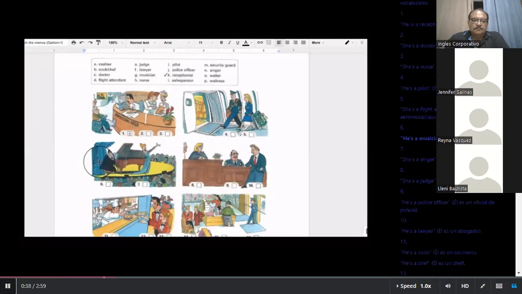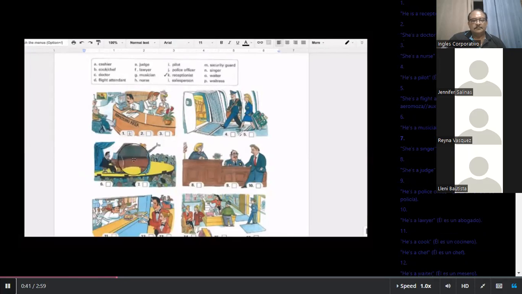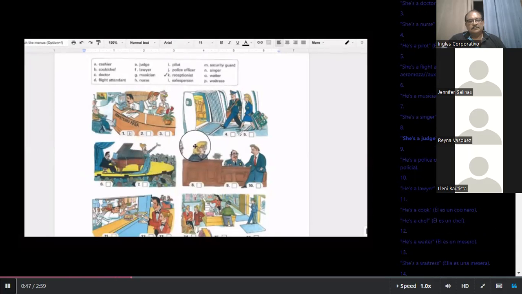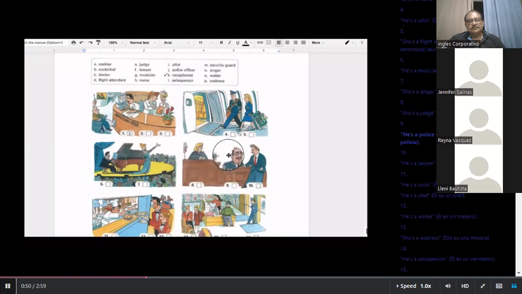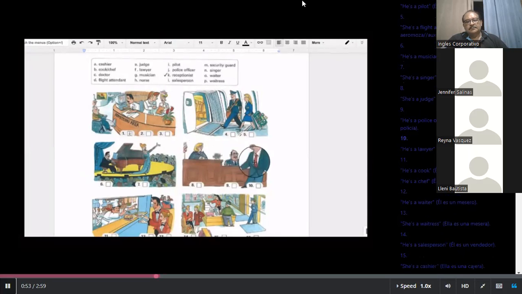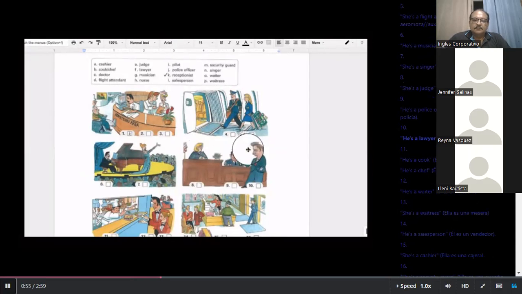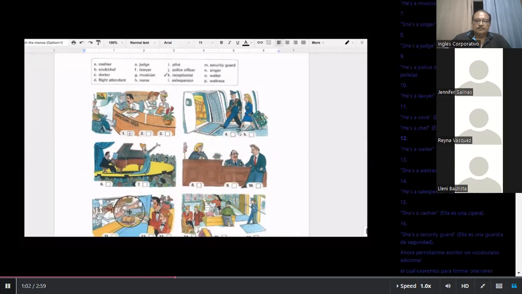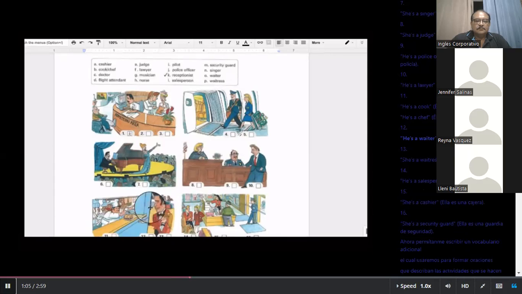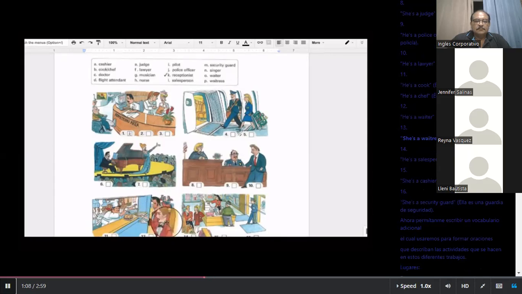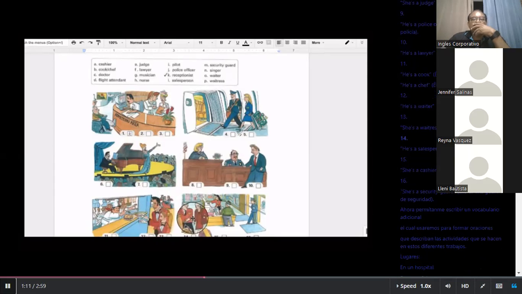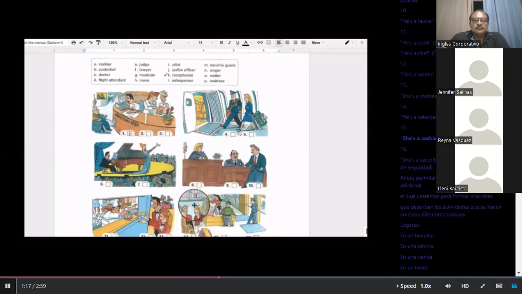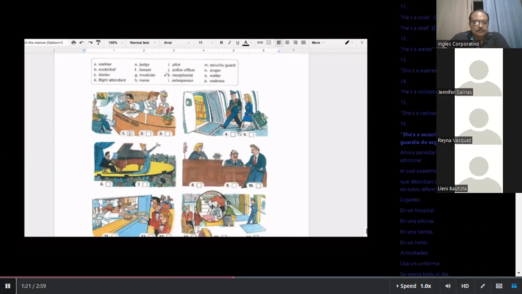6. He's a musician. 7. She's a singer. 8. She's a judge. 9. He's a police officer. 10. He's a lawyer. 11. He's a cook. He's a chef. 12. He's a waiter. 13. She's a waitress. 14. He's a salesperson. 15. She's a cashier. 16. She's a security guard.